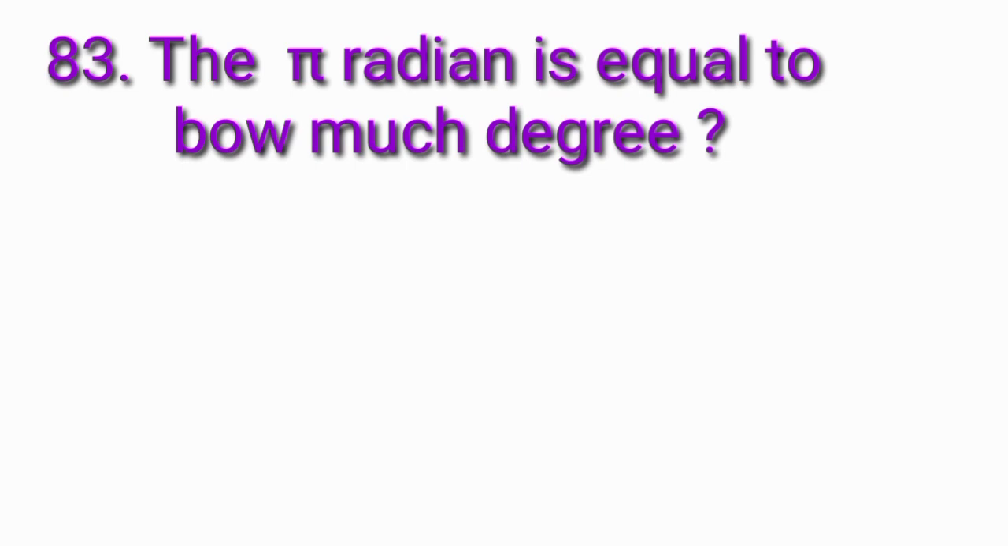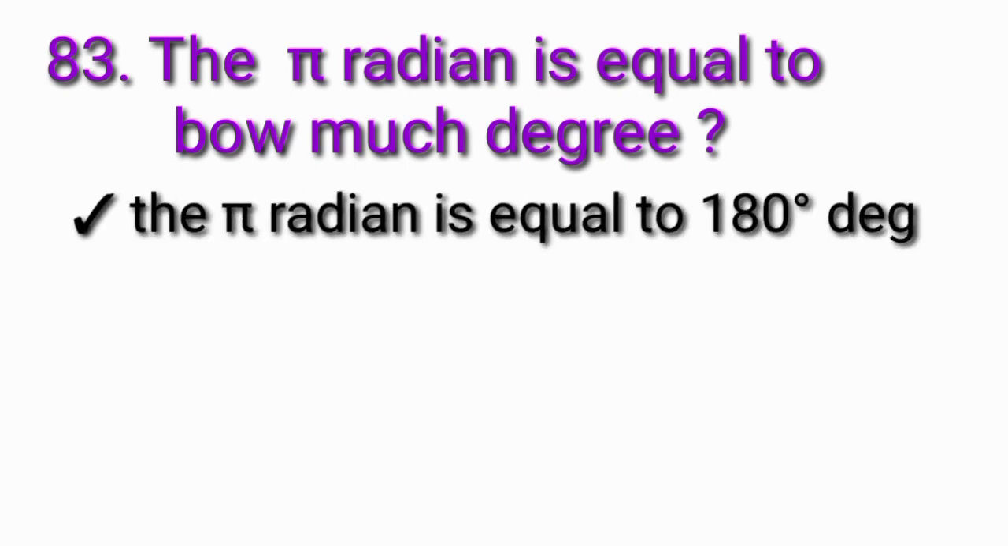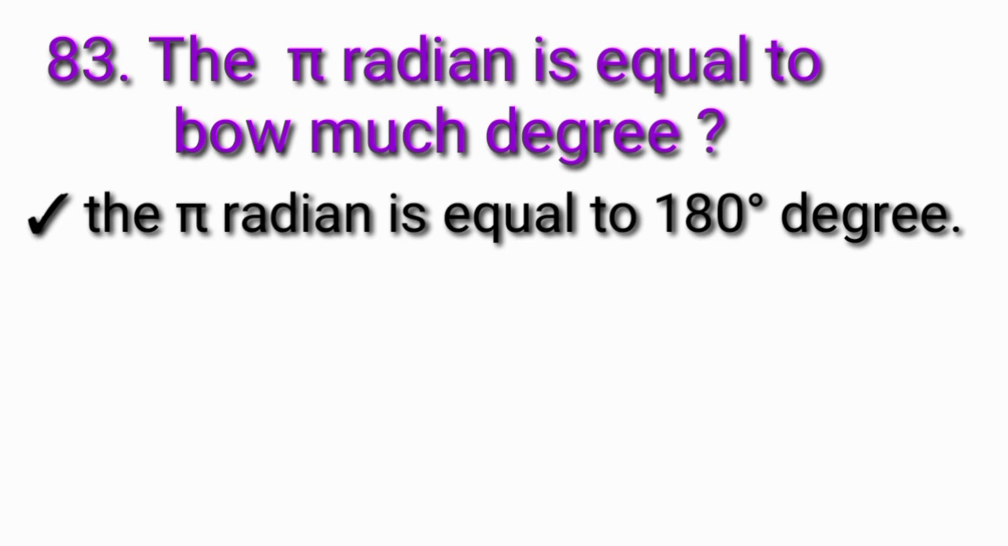The next is 83. Pi radian is equal to how many degrees? Pi radian is equal to 180 degrees.